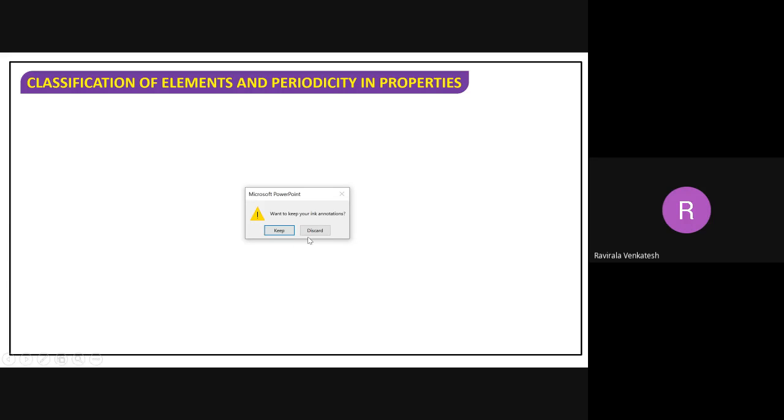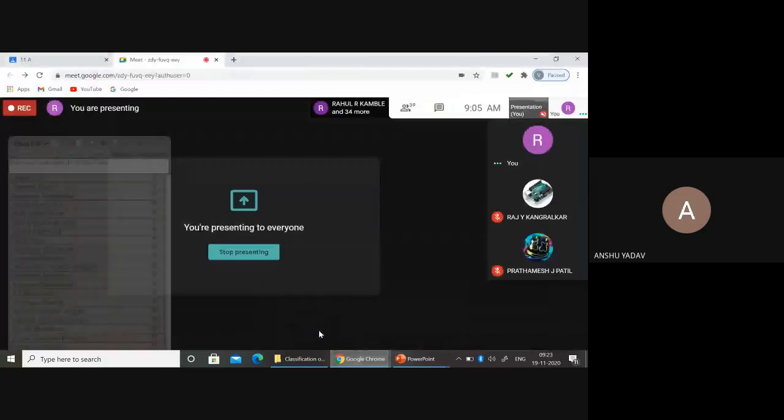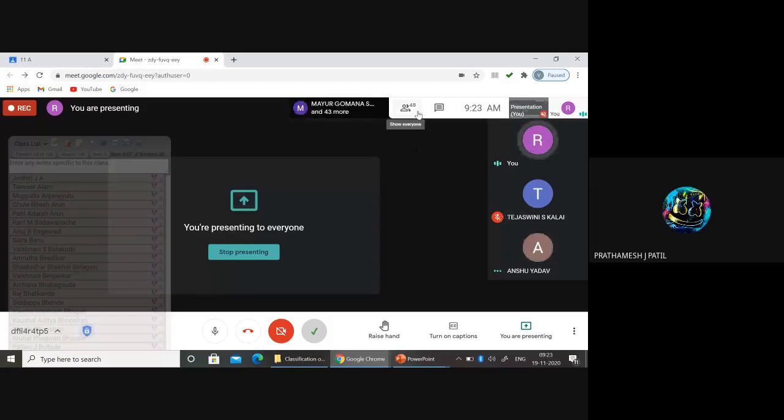Now this is about the electron affinity. Now, how many are there in the class? 46 only. That means 50 members were absent today.